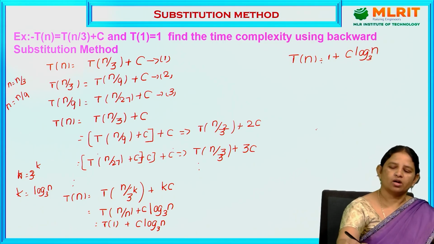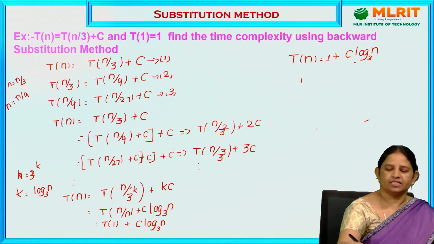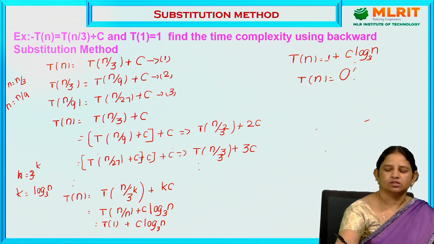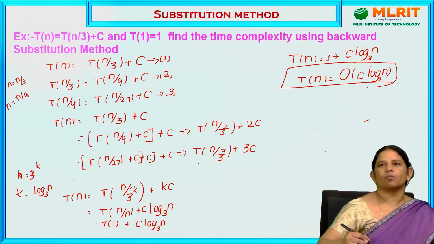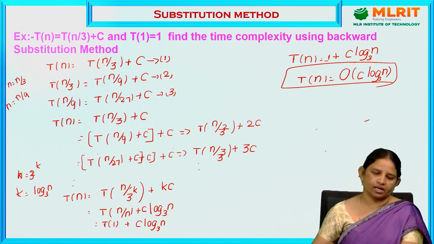So 1 plus c log n base 3, the highest term is c log n base 3. T of n equal to big O of c log n base 3 is the time complexity of the given recurrence relation.